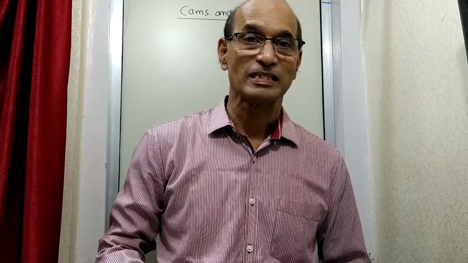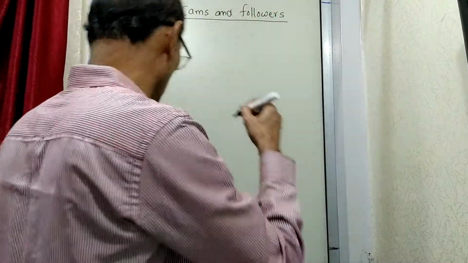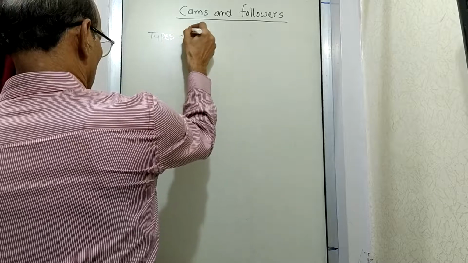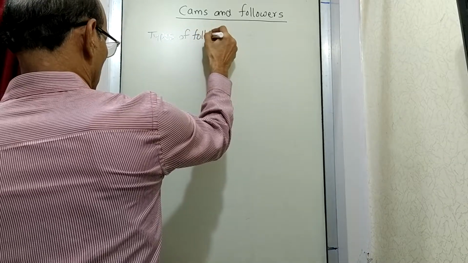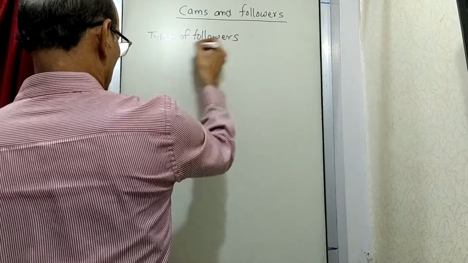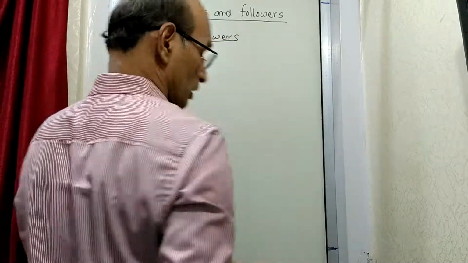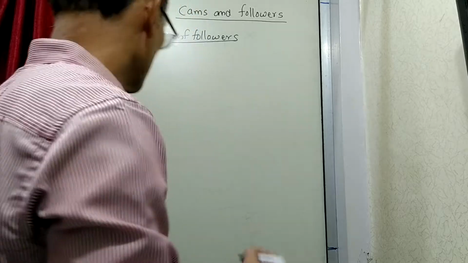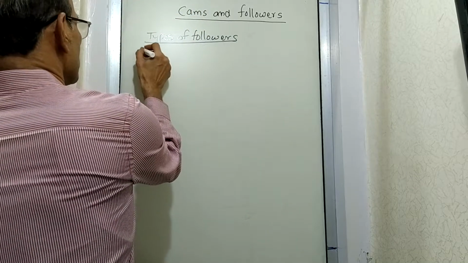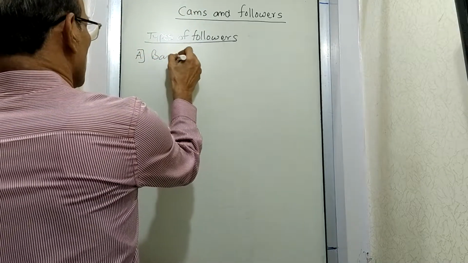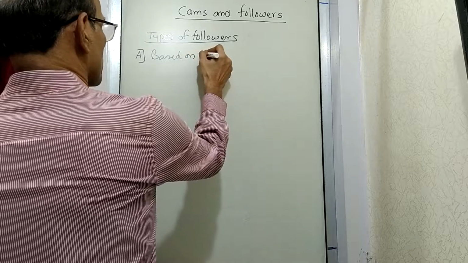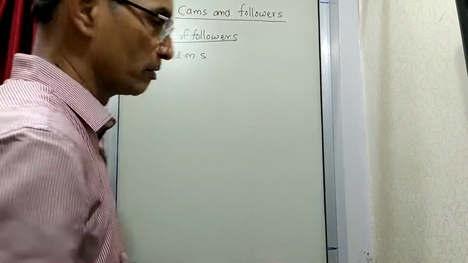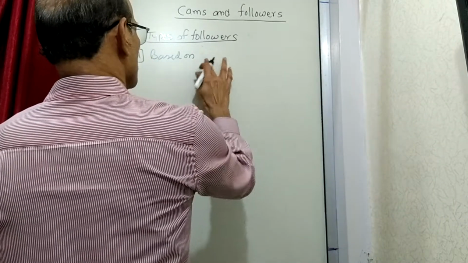Okay, so let us see classification of followers. So types of followers. What are the different types of followers? So the first classification is based on surface contact. Maybe you can write down follower shape.